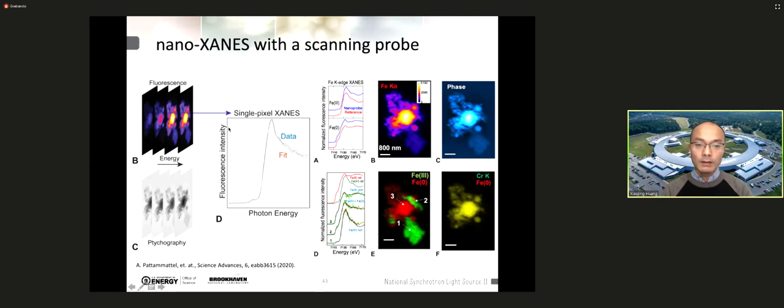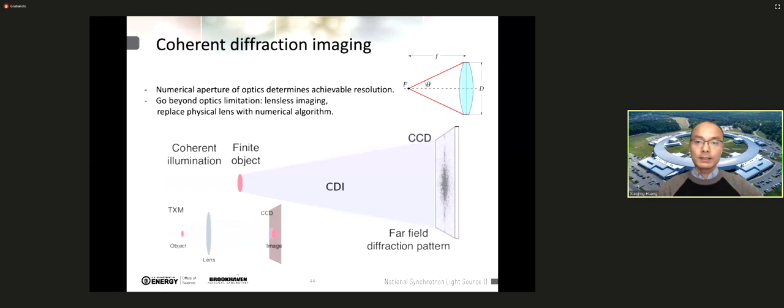Okay, let's keep going. So far we talked about imaging techniques based on lens. Essentially, we use lens to create the image, or we use lens to focus the X-ray to a spot and use it as a probe and scan across the sample to create the image. So, as we mentioned, in these methods, the achievable resolution is heavily determined by the property of the lens, essentially the numerical aperture of the lens.